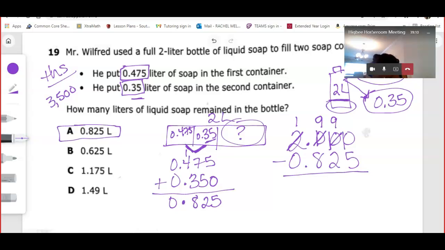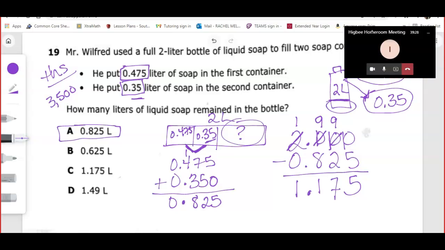So what is 10 minus 5? 9 minus 2. 7. 9 minus 8. 1. And 1 minus 0. 1. Okay, is that an answer choice? Yes. So C is our correct answer. Any questions on that one?